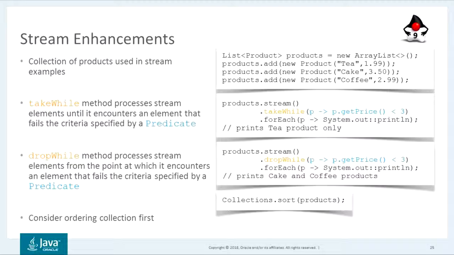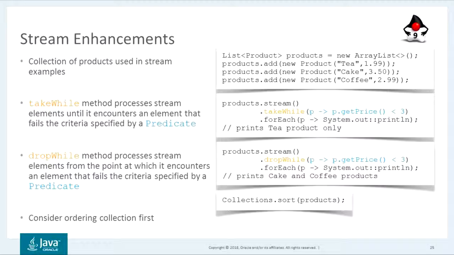The trick is, it will stop processing that collection the moment the criteria returns false. Therefore, in a collection which has tea at 1.99, cake at 3.50, and coffee at 2.99, it will stop at cake and will not proceed to coffee. Because the first occurrence of the clause yielding false will stop the process.